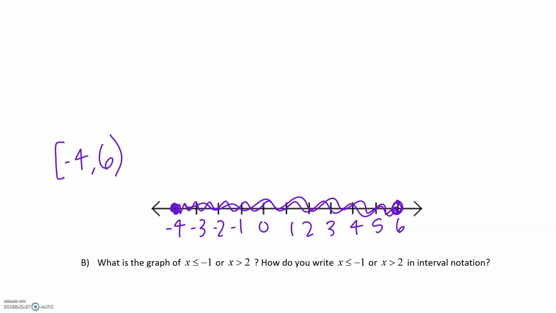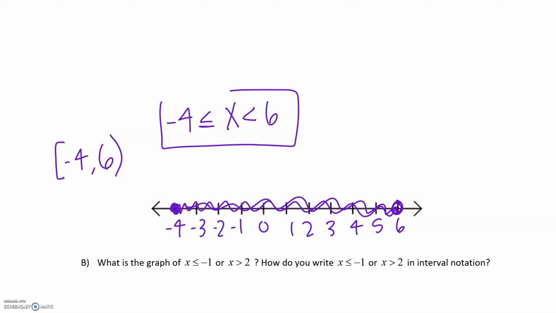So now that we have this, we can go ahead and write our inequality. So we have this closed circle at this negative 4. So we're going to have negative 4 is less than or equal to, because we've got that closed circle, x. We have an open circle at 6, so it's going to be less than 6. Okay, so that's going to be how we write our inequality.